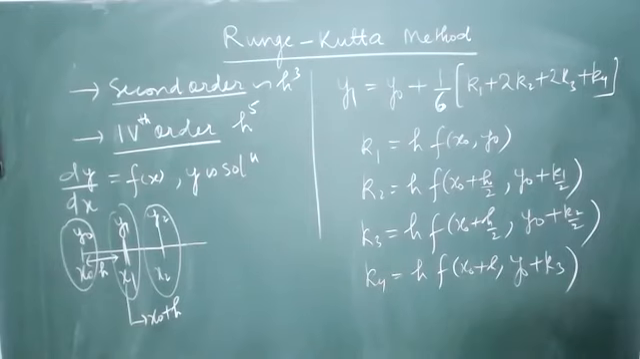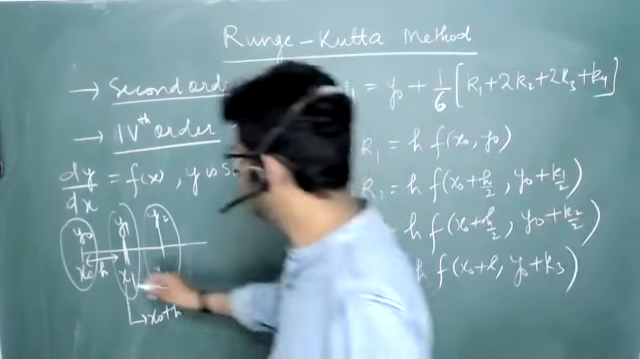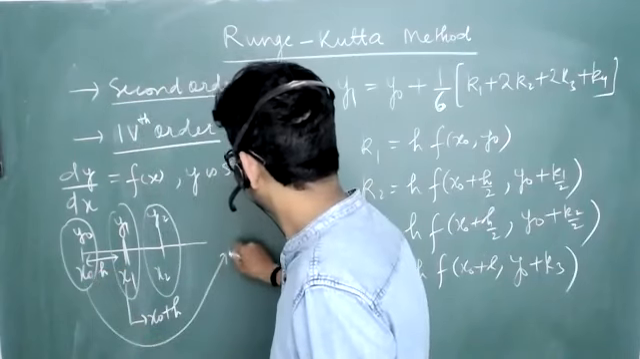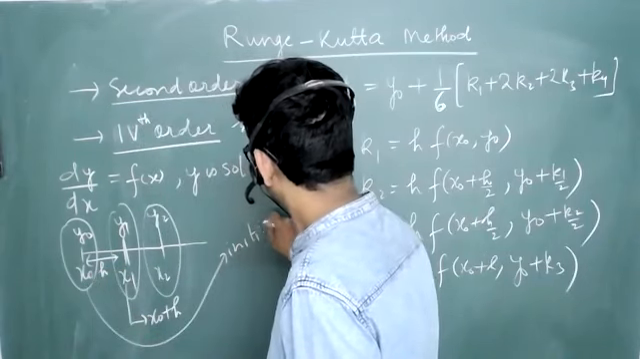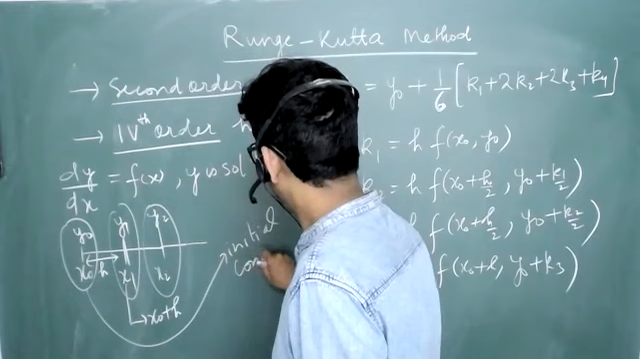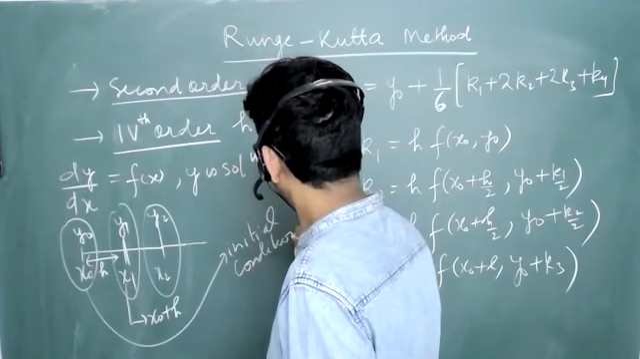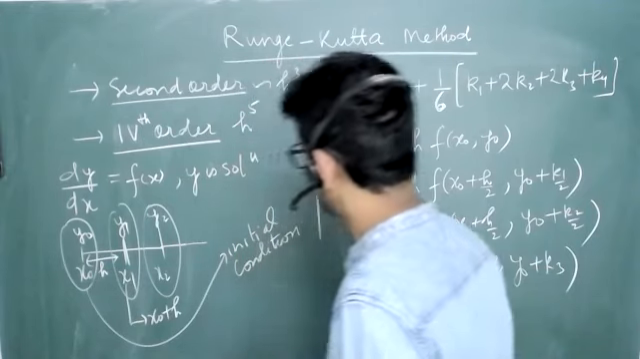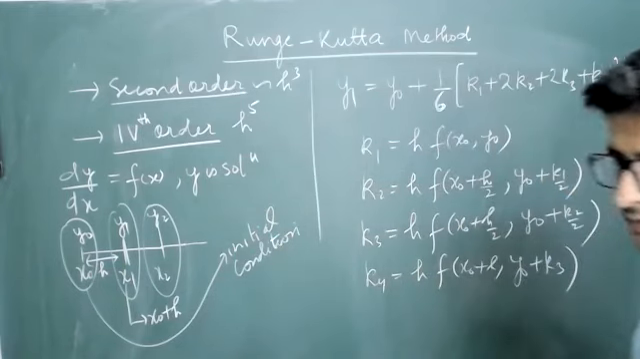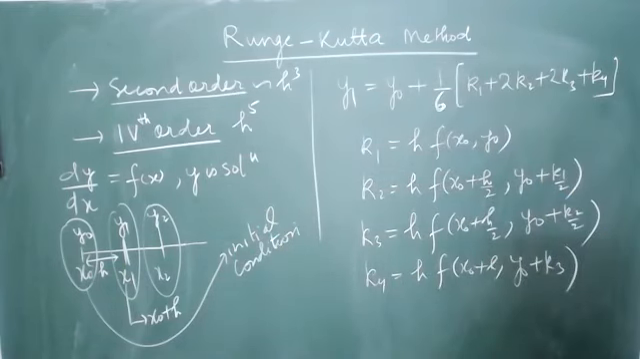Sir, here in the problem, I understood the values x naught and y naught are given. But in a real life case, how can we find x naught and y naught? So this is the initial condition. In real life also, this is the initial condition.